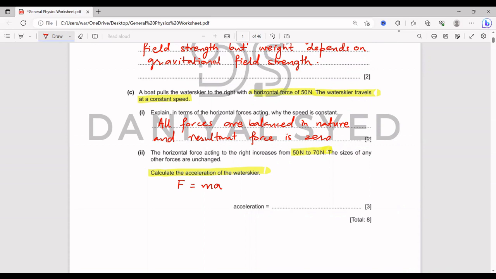So, bachon, the sizes of any other forces are unchanged. Only the horizontal force acting to the right increases from 50 to 70. So there is a difference of 20 newtons in the horizontal force. So the value of F will be 20 newtons. The value of mass is 60, so 20 = 60 times a. So a is equal to 20 divided by 60. So guys, the acceleration is 1/3, or you can say 0.33 m/s².